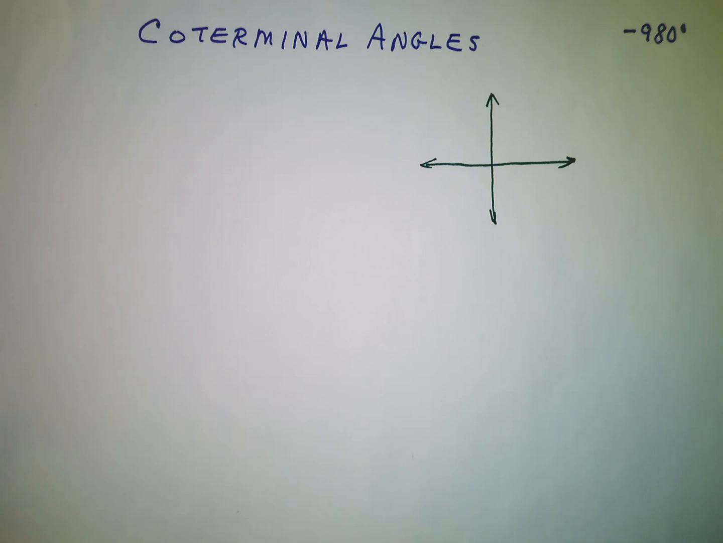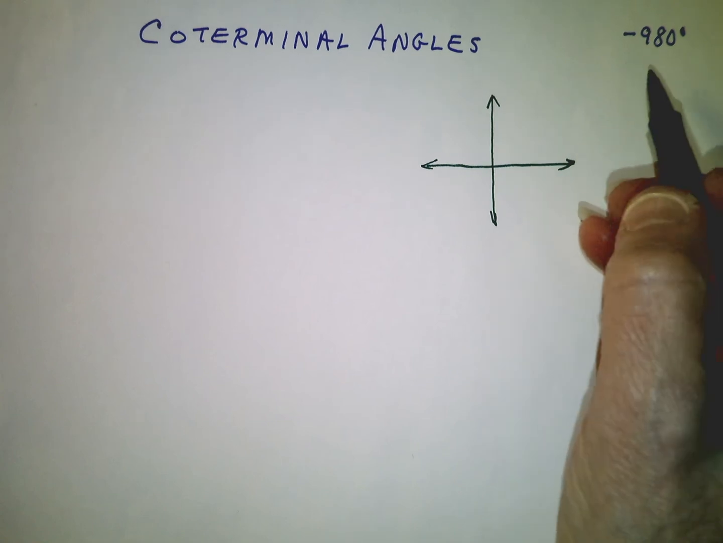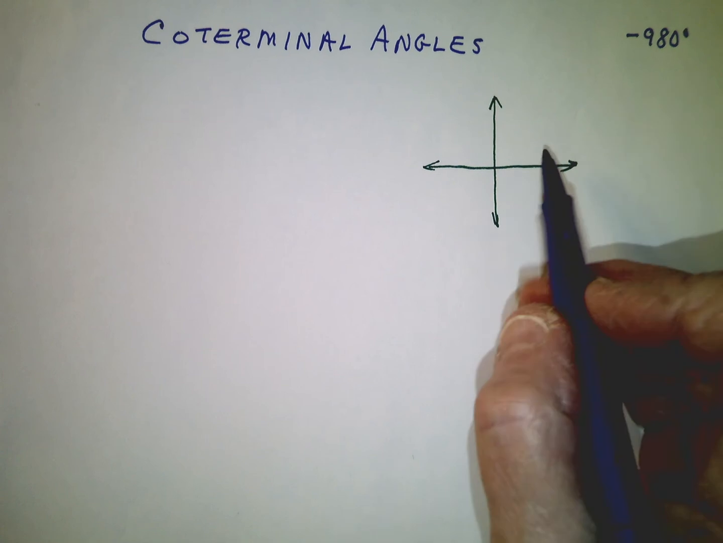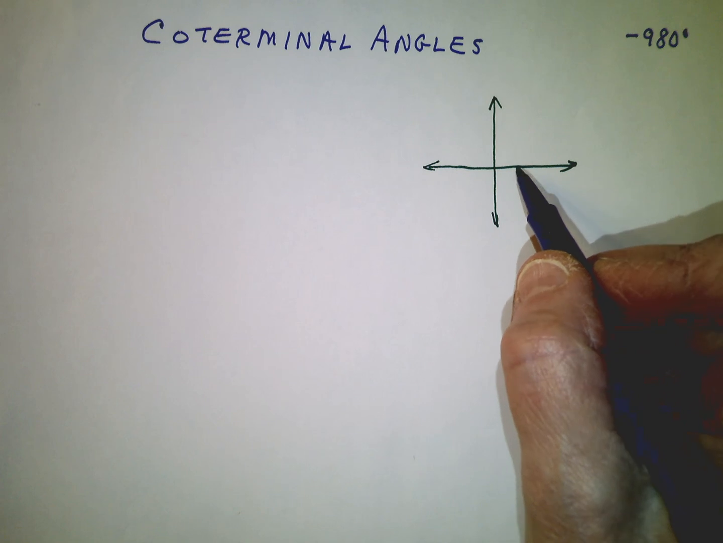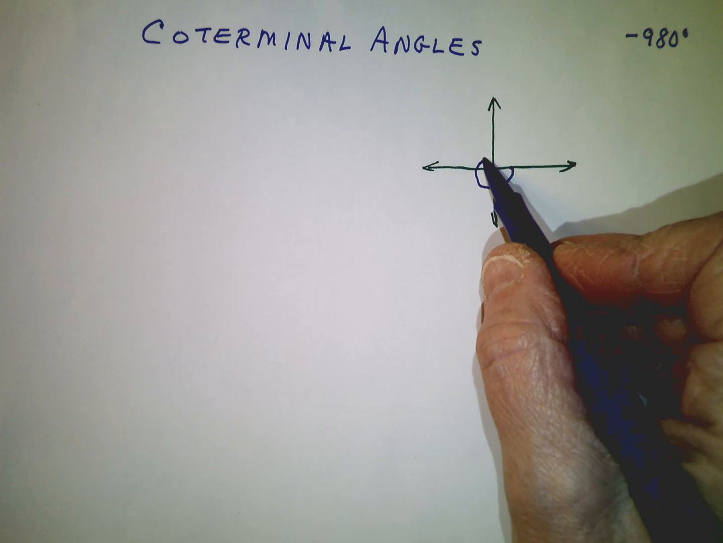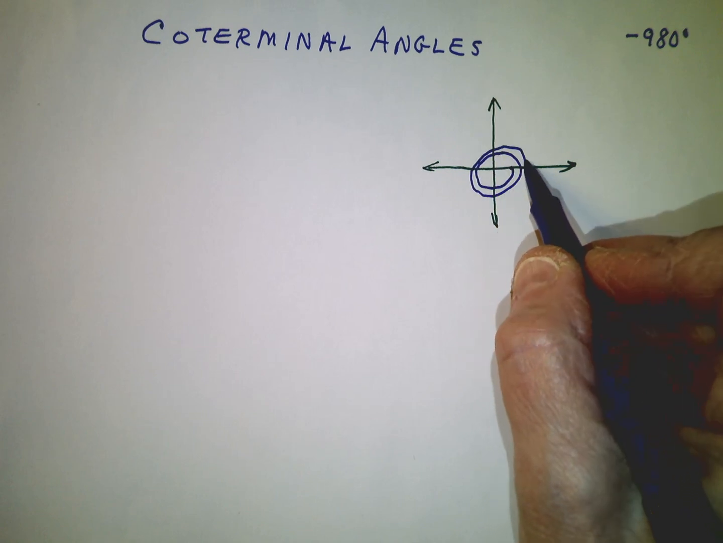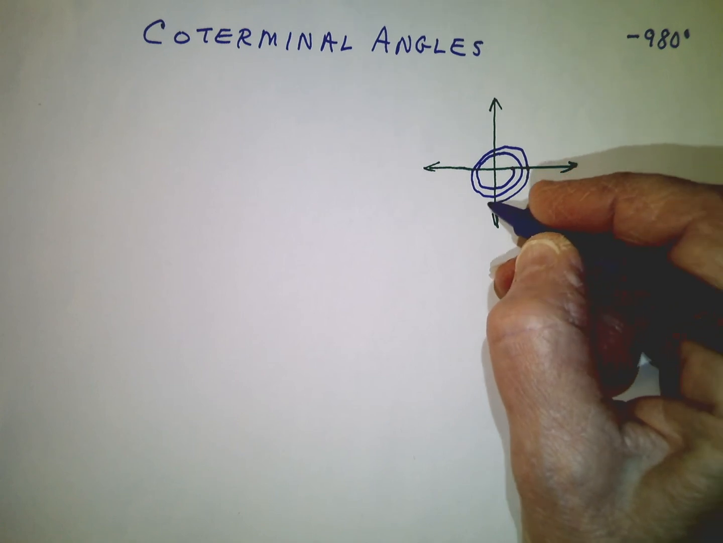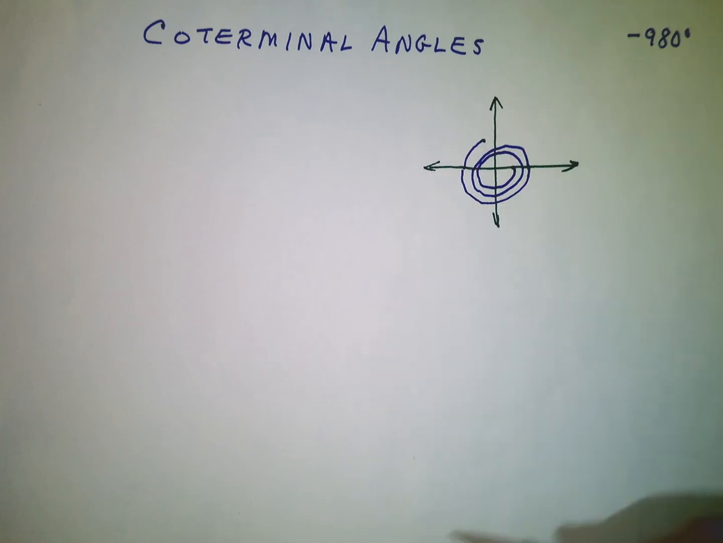When you and Mrs. Milburn finished up the last video, you were drawing some pretty amazing angles, like negative 980 degrees, which meant starting from the initial ray and moving in a negative direction down from the initial ray, you went around the circle negative 360, and then another negative 360, and then there was still another negative 260 degrees left. Negative 90, negative 180, negative 260, ended up about here.